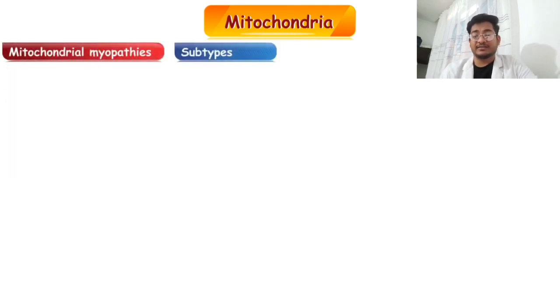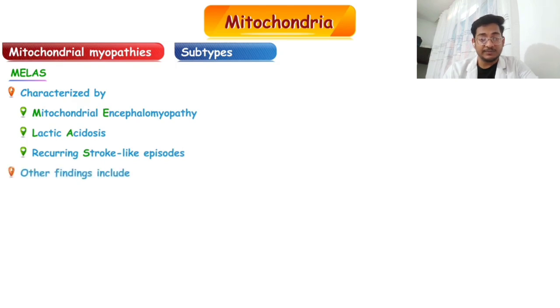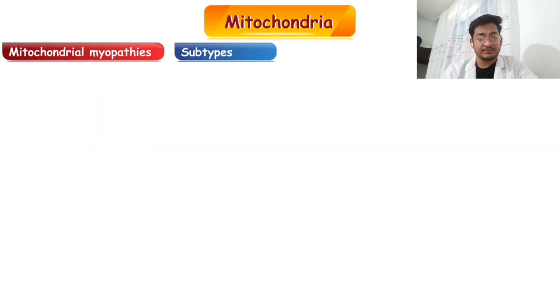Now we will discuss subtypes of mitochondrial myopathies, that is MELAS, characterized by mitochondrial encephalomyopathy, lactic acidosis, and recurring stroke-like episodes. Other findings include muscle weakness and tonic.